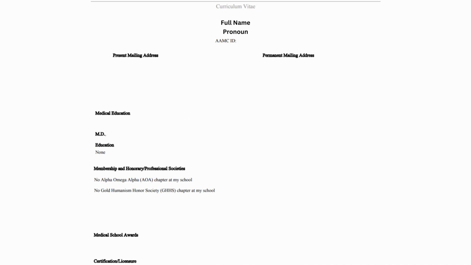The other one is if you have any medical school awards, and so you're going to mention the name of the award, the date, and the year that you received the award. And the other one is certification and licensure. Then you can mention your medical license and the dates you received your medical license and more.